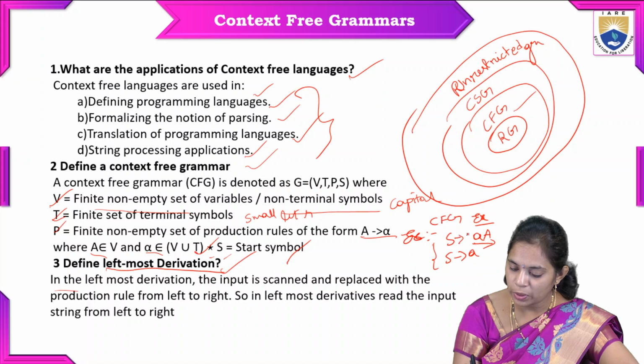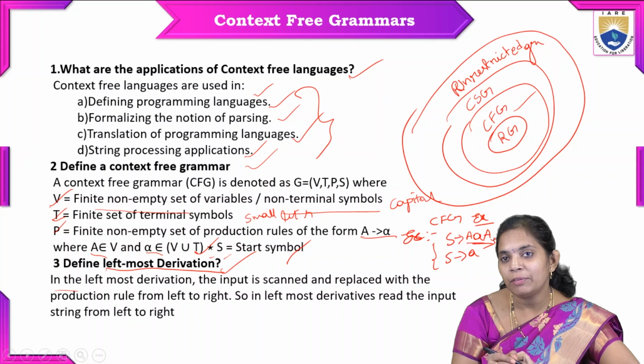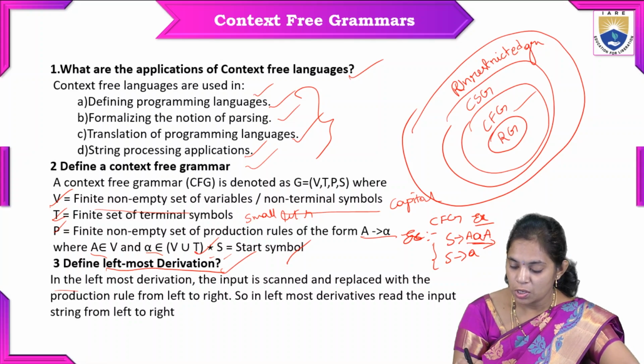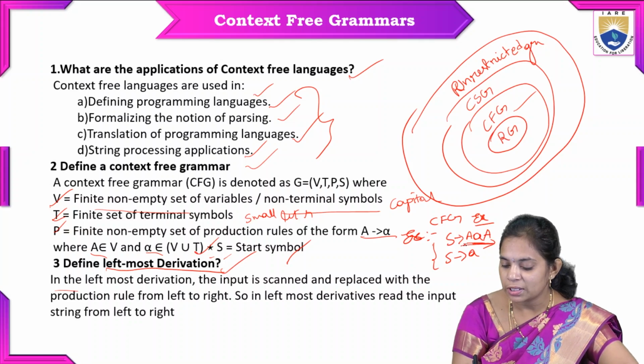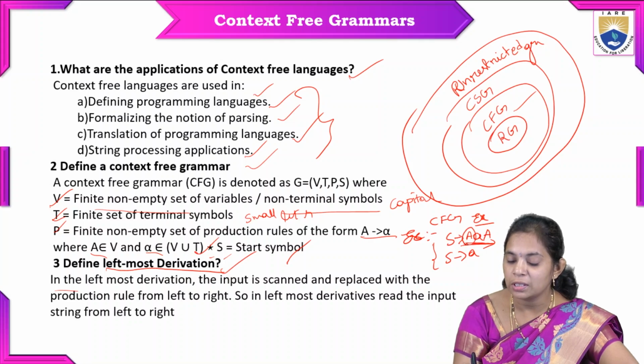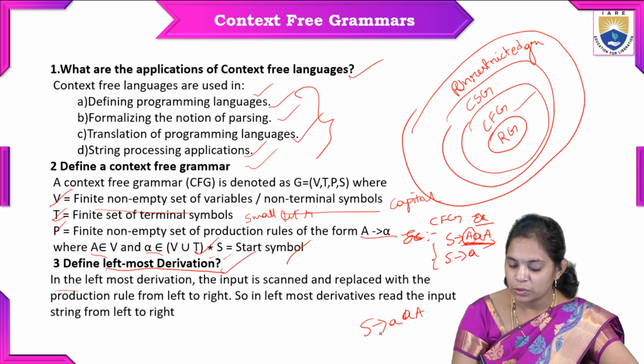So S tends to capital A. So this is the thing. Here, deriving the strings from left to right is nothing but leftmost derivation. This is the production rule to derive the string. When we take the leftmost derivation, we need to substitute the leftmost symbol. So S tends to, here A is substituted with the small letter a and capital A. So this is the leftmost derivation.